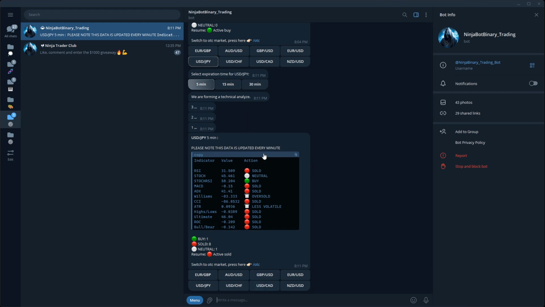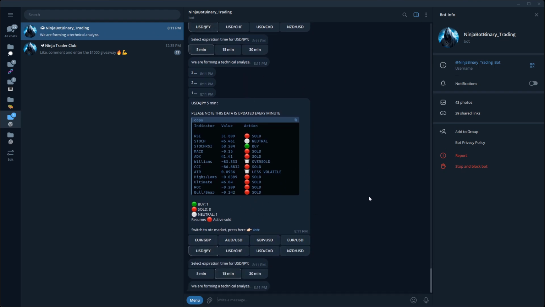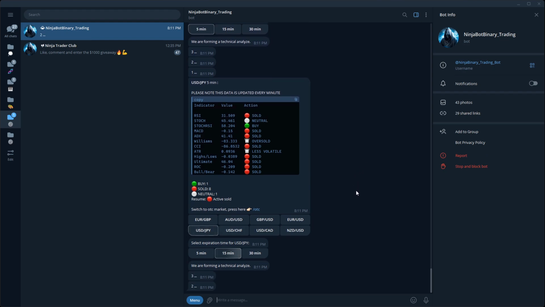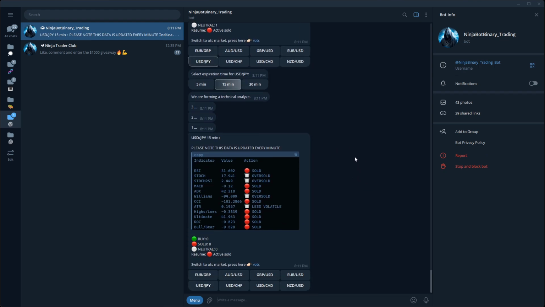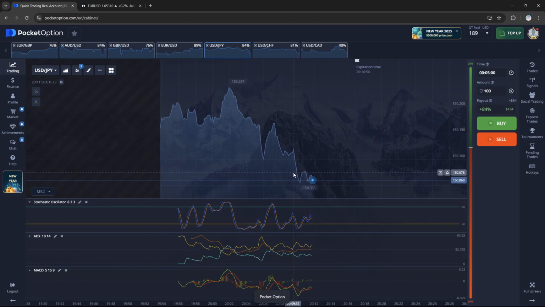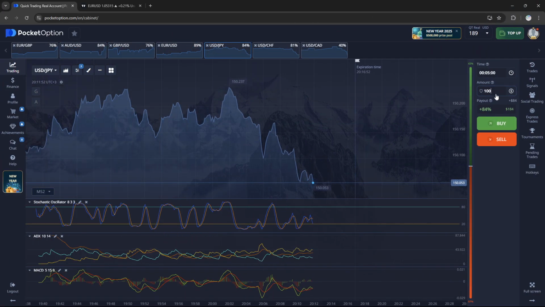Here, we're getting a strong sell recommendation, which means the indicators are showing a high chance of the dollar dropping in value. Now, let's switch to the 15-minute time frame for a wider market view. And guess what? We're seeing the same confident sell signal here too.